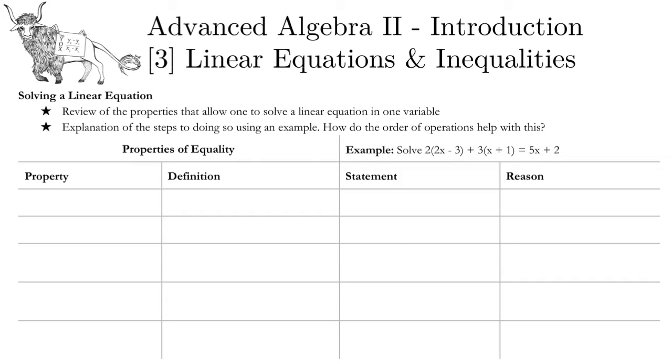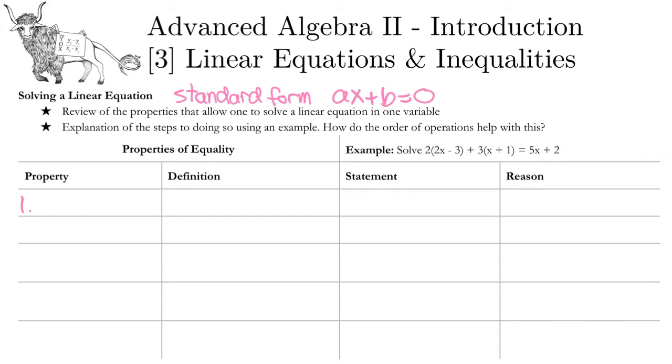Solving a linear equation is an important part of algebra. So it's helpful to know the standard form of a linear equation, which is ax plus b is equal to 0, as well as the properties or rules that allow us to solve that equation. On the left, we have the properties of equality, and we'll go through their definitions. And on the right, we have an example, and we'll give a statement and a reason for each step, just like in geometry class. Here are the properties of equality.